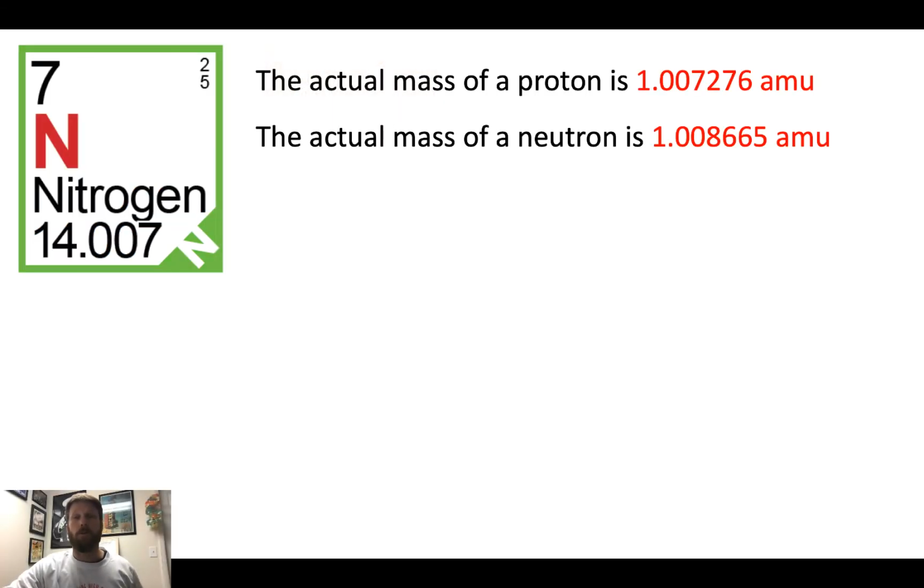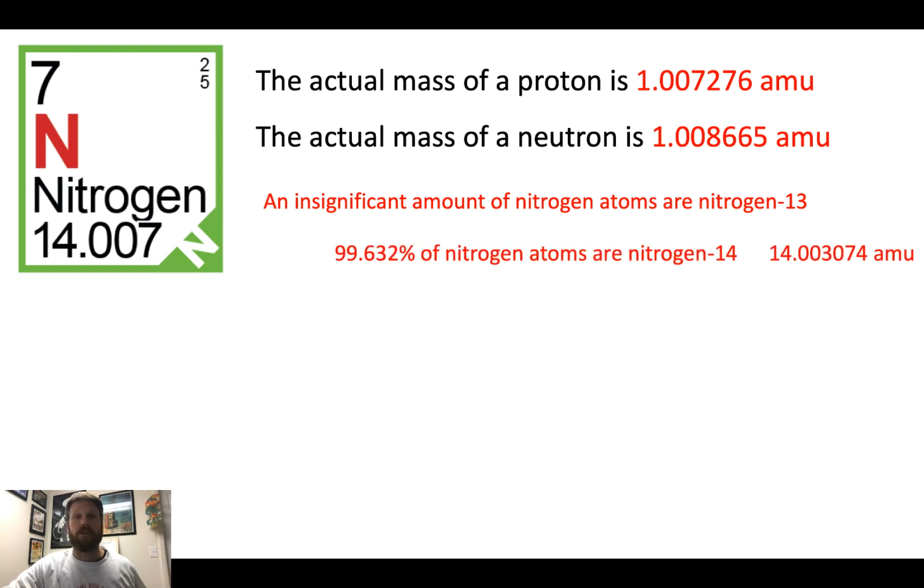We'll be a little bit more specific this time because the actual mass of a proton is 1.007276 atomic mass units. And the actual mass of a neutron is 1.008665 atomic mass units. So how do we get the average atomic mass for nitrogen that we see in the table? Nitrogen has 3 isotopes. One of them is totally insignificant. We can ignore it for these calculations. That's nitrogen-13. Most of the nitrogen is in the form of nitrogen-14.